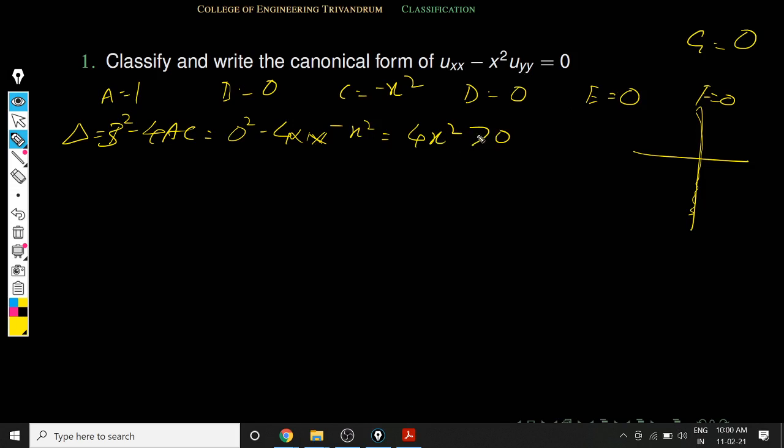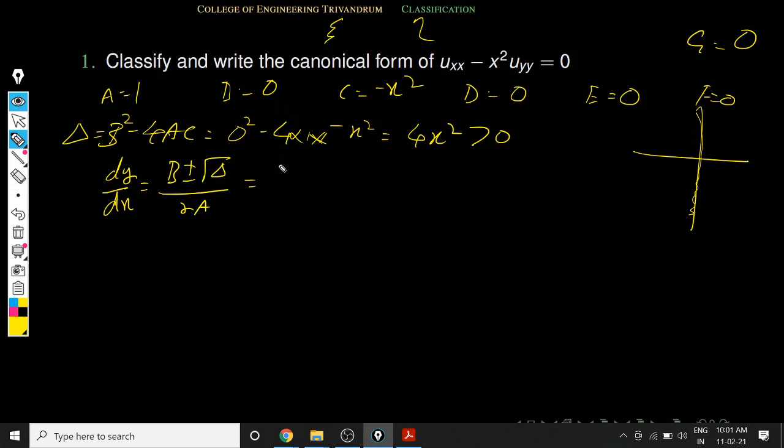So to find the canonical form, first we have to identify two independent reversible functions psi and eta. To find psi and eta, first of all we have to find the characteristic equations. What are the characteristic equations? The characteristic equations are given by the formula dy by dx is equal to b plus or minus square root of delta by 2a.